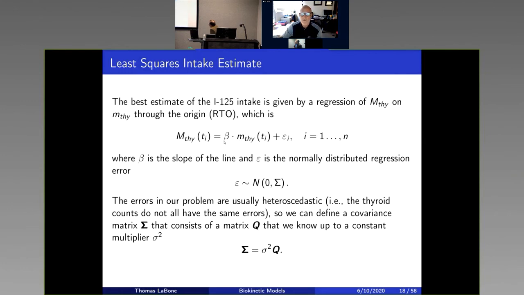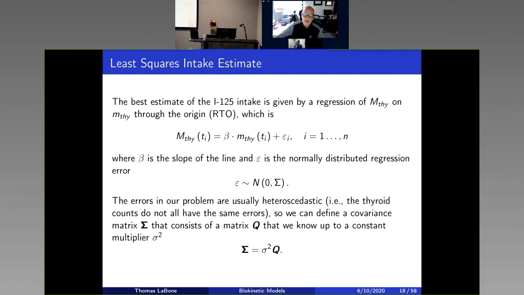And so the slope of this is going to be beta, which will be the intake, and then this has the normally distributed regression errors. When you go to do this regression, typically you have to come up with some error model of how these regression errors are distributed. In this case, which is typical, they're normally distributed. They have a mean of 0 about the regression line. And again, they're heteroskedastic, which means that each thyroid count has a different measurement error, different regression error.